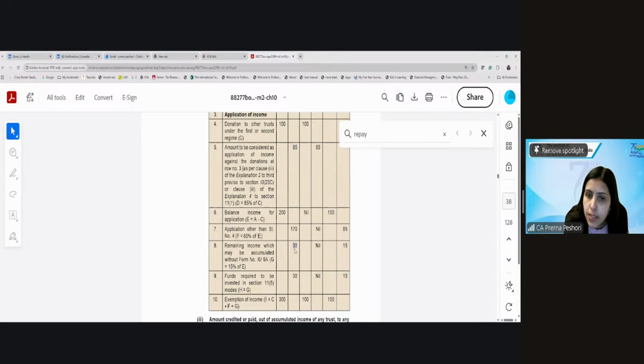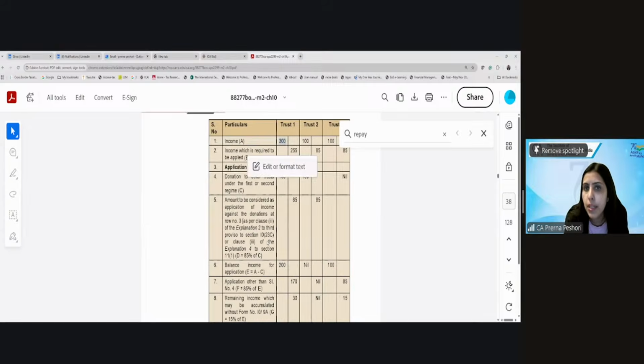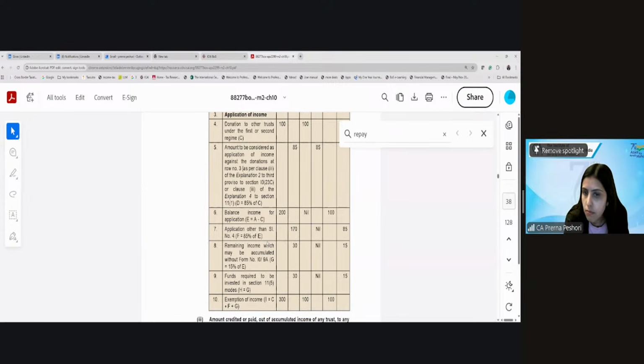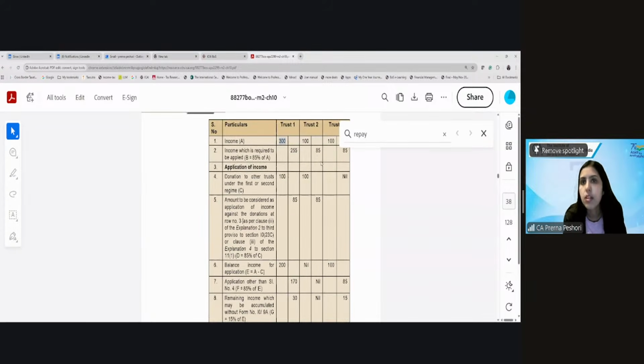So the 15% which should be deemed allowance should be of 200 and not of the 300. So my exemption will remain the same. My entire income will be remaining exempt. Clear? Yes or no?